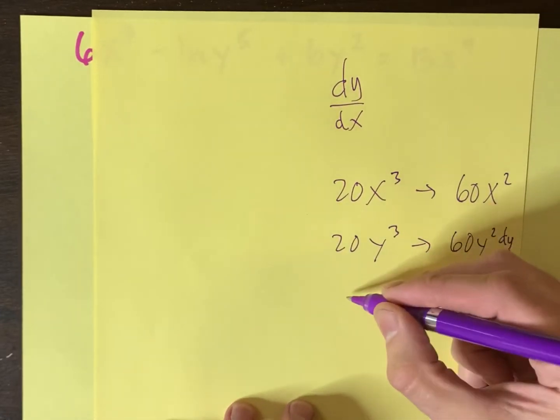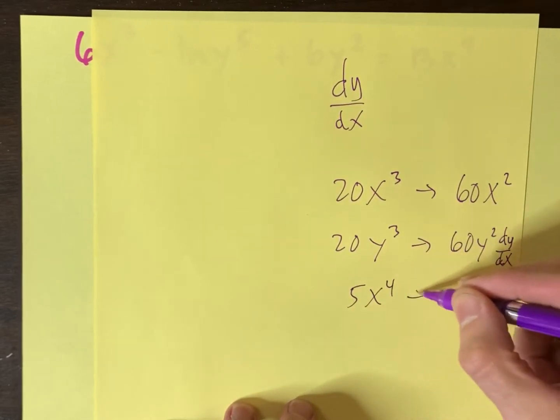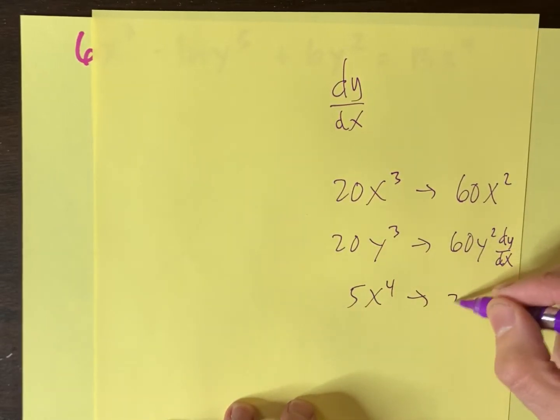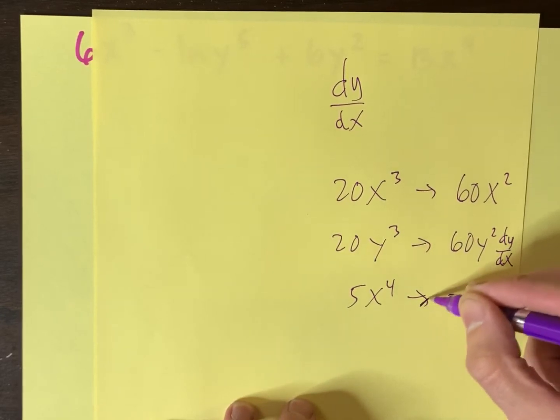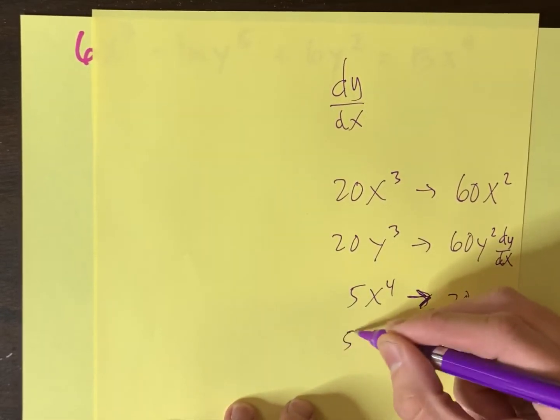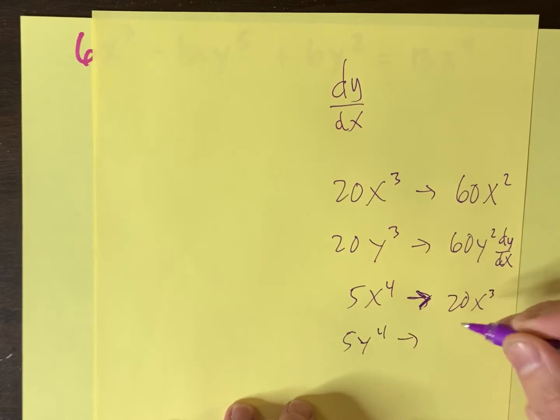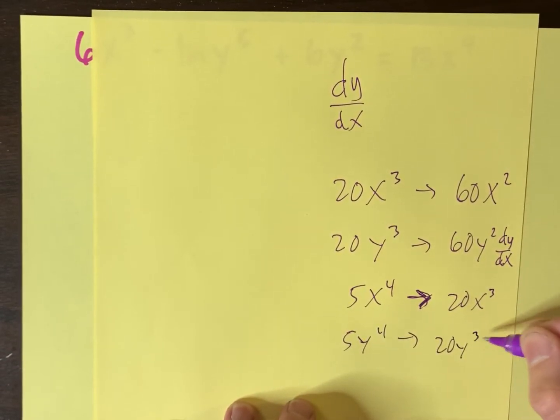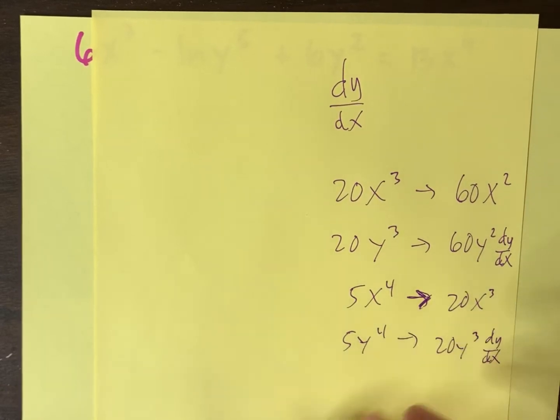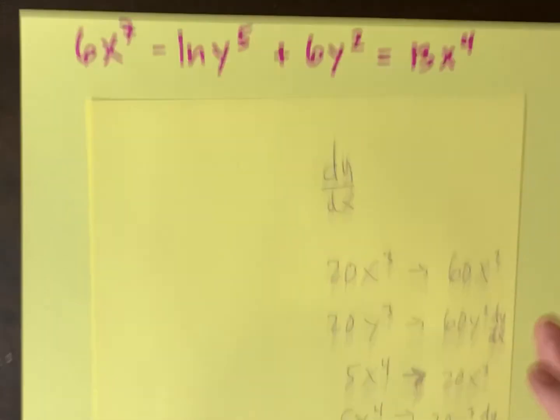So for instance, another one, how about 5x to the fourth? The derivative of that would be 20x to the third, as opposed to something that said 5y to the fourth. That would be 20y to the third with a dy/dx attached. That's just what we do. Later on, we can discuss why. So let's go back here.